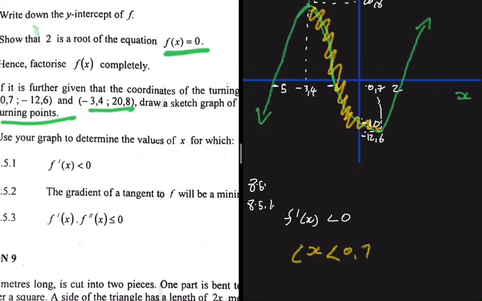0.7 and -3.4, yeah, that is where our gradient is negative, right?